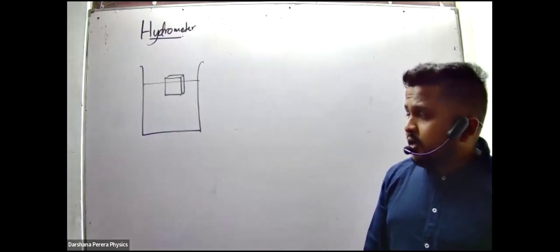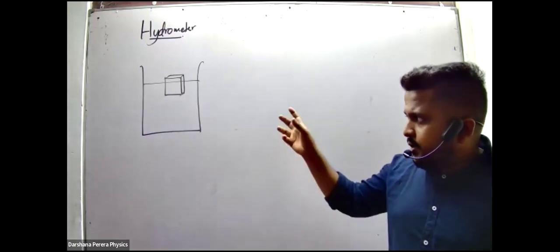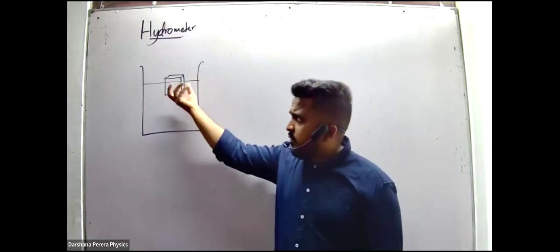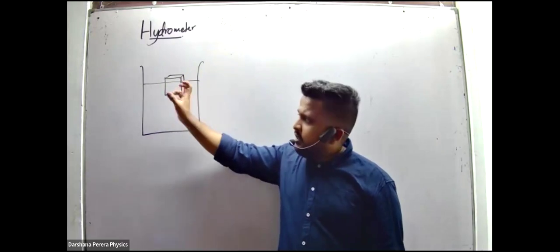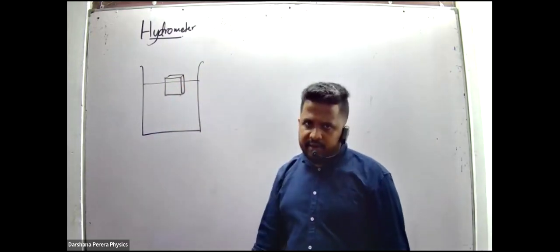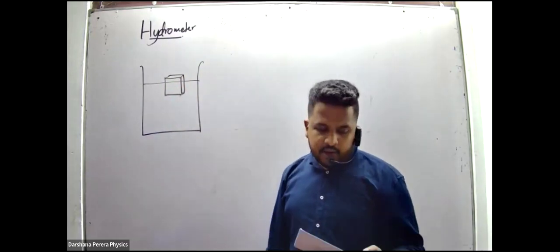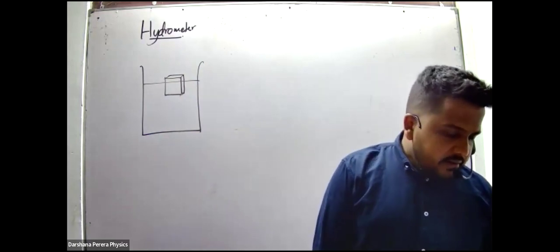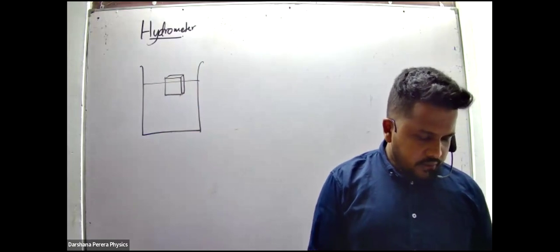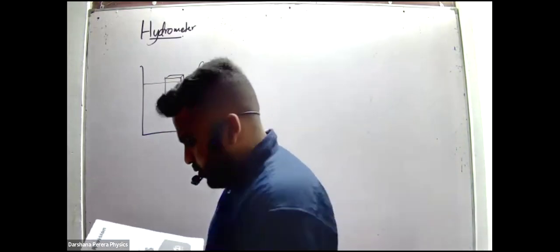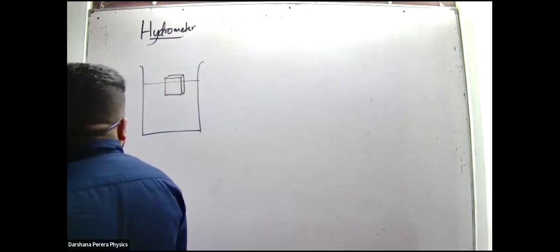Why? It remains the same. If this ice cube is floating on the water and it melts, the water level does not vary. Okay, write down, does not change. Let's do it. Is it correct or not?